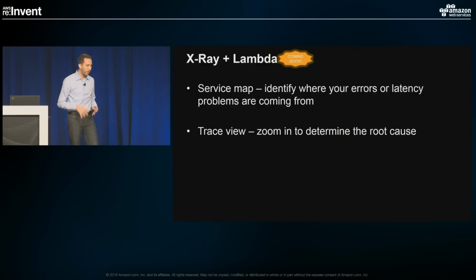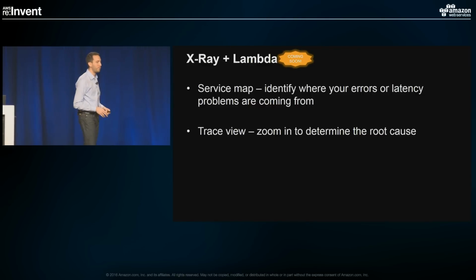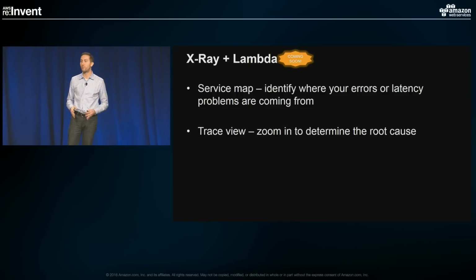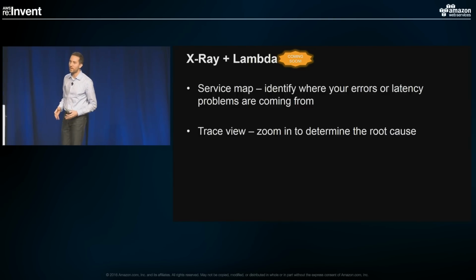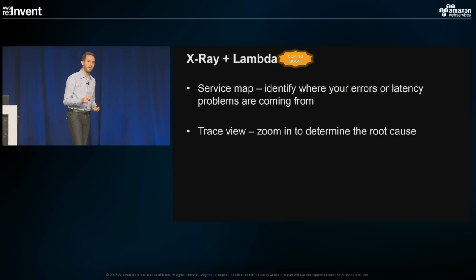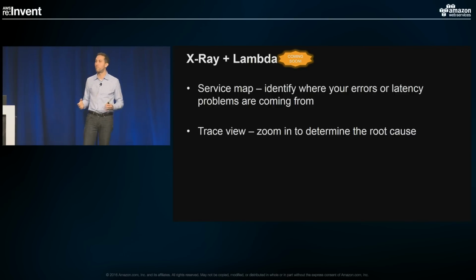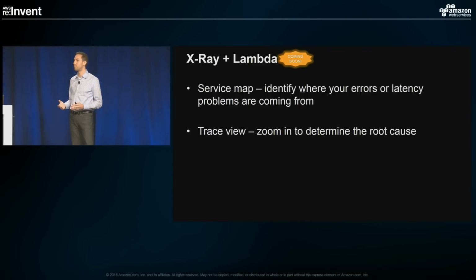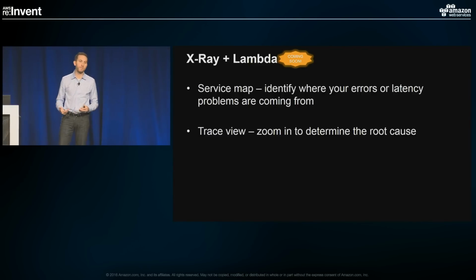So that was just a quick sneak peek into what is going to be coming pretty soon. You could use the service map to quickly identify any errors or latency issues in your request path. And once you identify an issue, you're going to be able to zoom in and see a breakdown of what exactly happened and hopefully quickly identify the root cause.